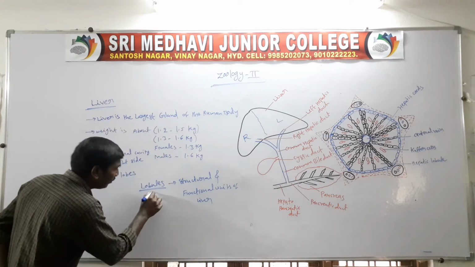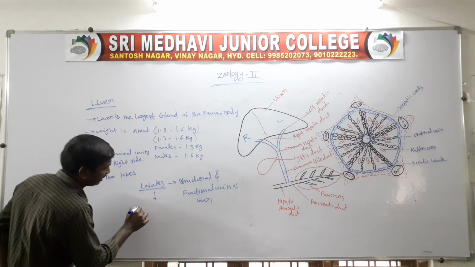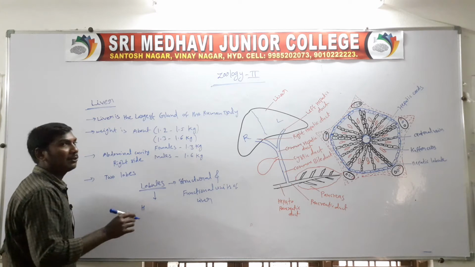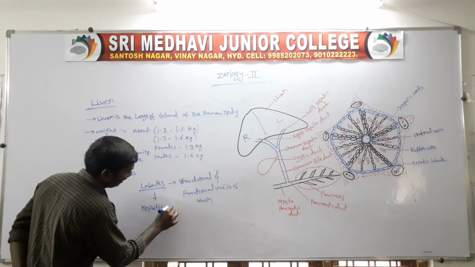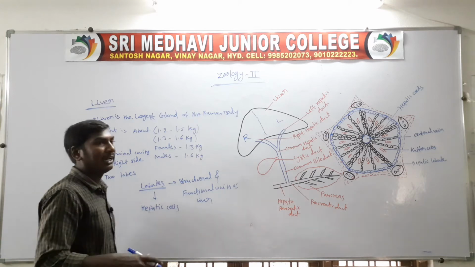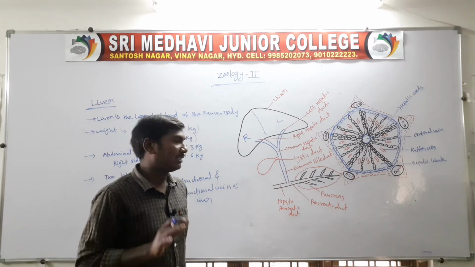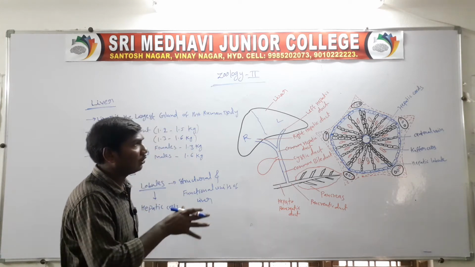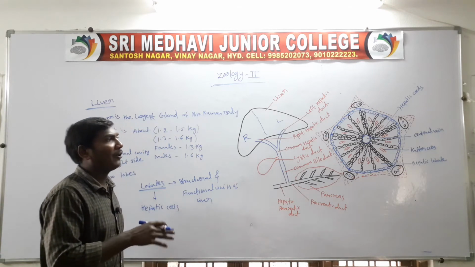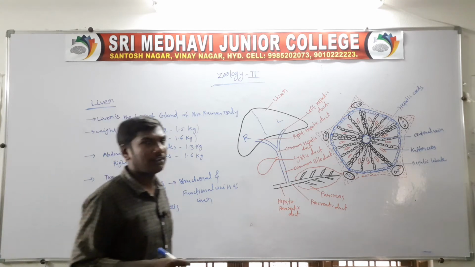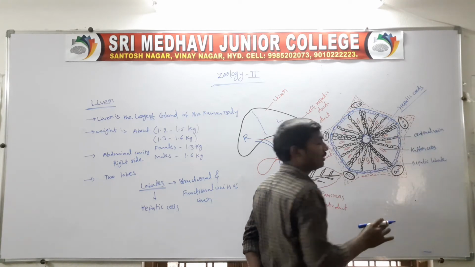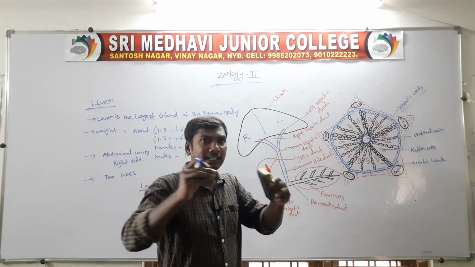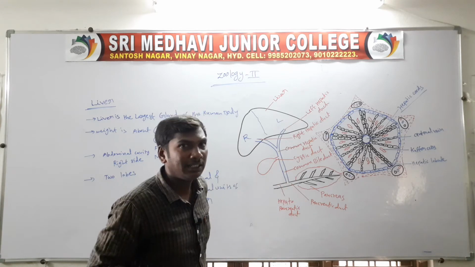Next, the lobules contain hexagonal hepatic cells. The hepatic cells form the hepatic cords. One cell is connected to another in the formation of the hepatic cords.